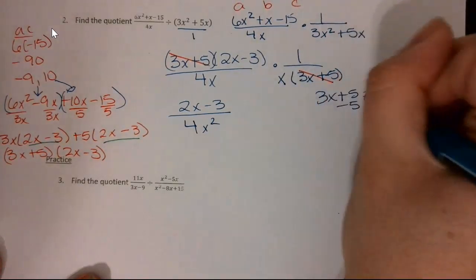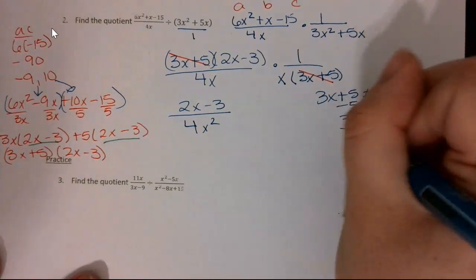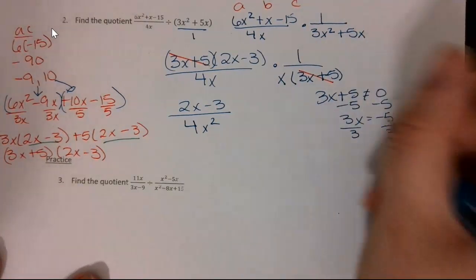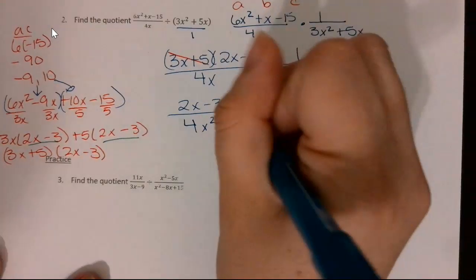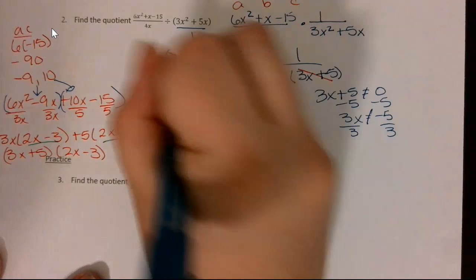So I subtract 5. I have 3x equals negative 5. Divide by 3. Oops, this was not equals. And I get x can't equal negative 5/3.